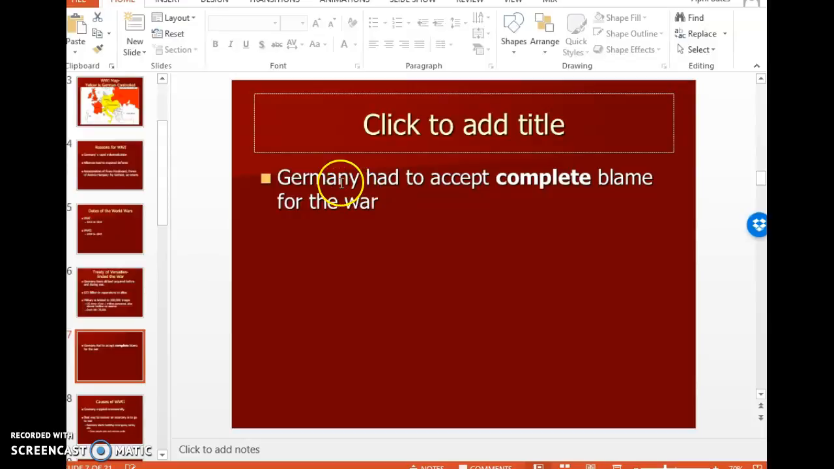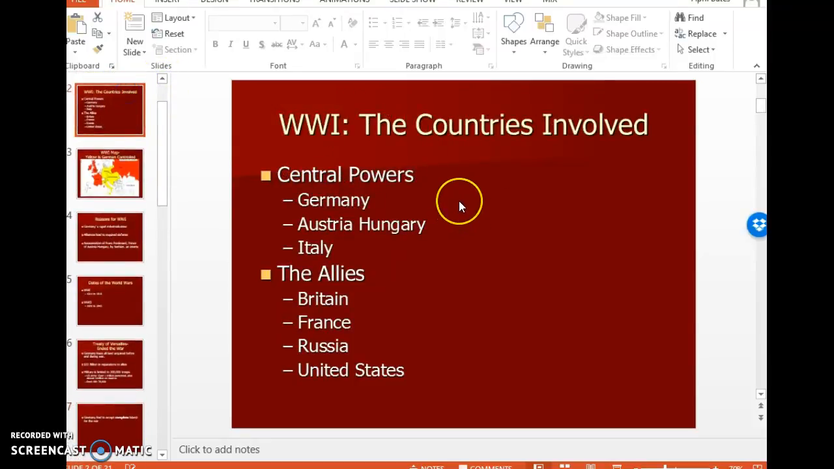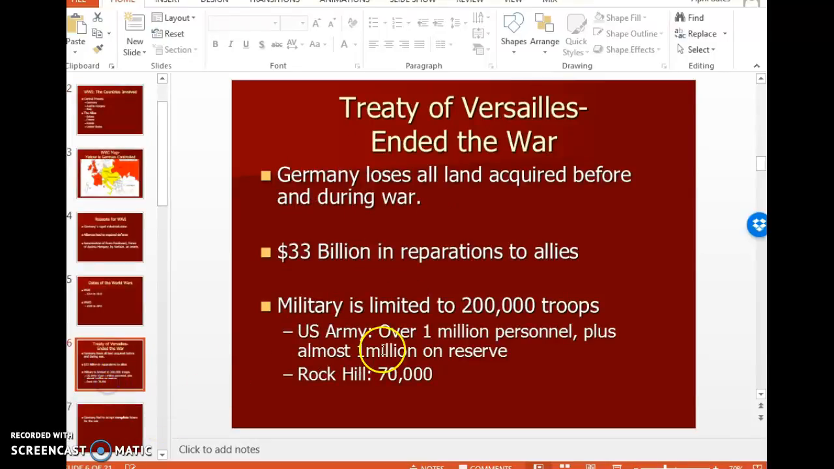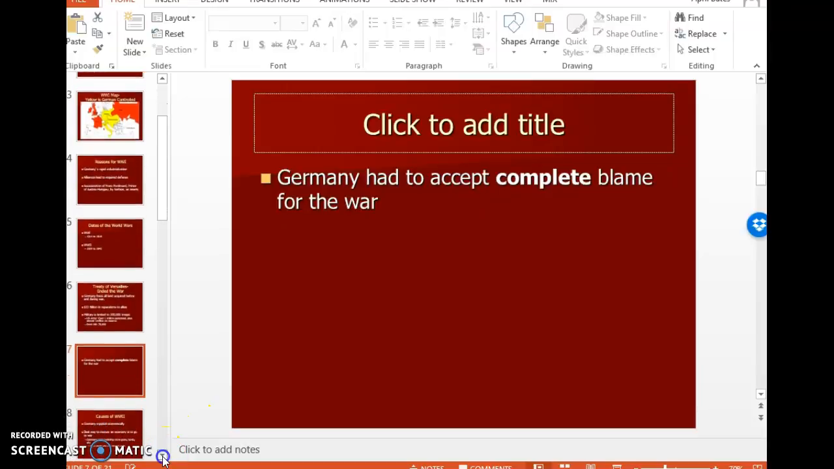And even worse, Germany had to accept complete blame for the war. It was their fault that so many people died and so much was destroyed. Well, again, that's not really fair. If I go back to our groupings, there were more people involved, yet they had to take all the blame. So again, the Treaty of Versailles, with all of these things, was just really demoralizing for Germany, and it hurt their economy, it hurt their sense of self.